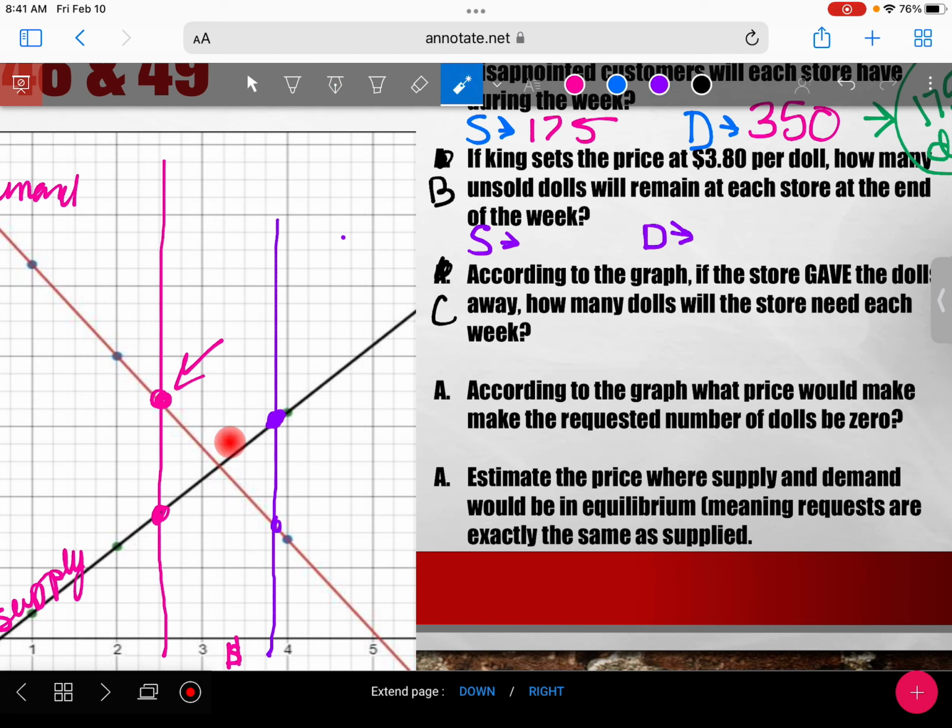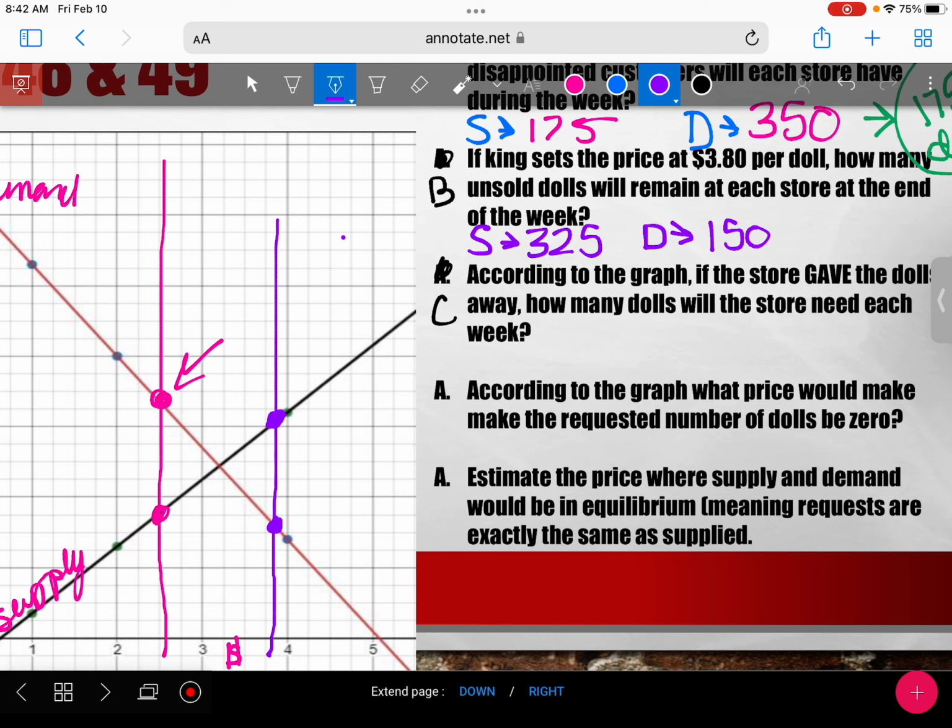This line here. Where does that purple line cross this guy? Yeah, 325 looks about right. That is my supply. Every store gets 325 dolls. How many people come in and order one of these dolls if they are $3.80? What is my demand? 150. So are they going to sell all the dolls at the store that week?